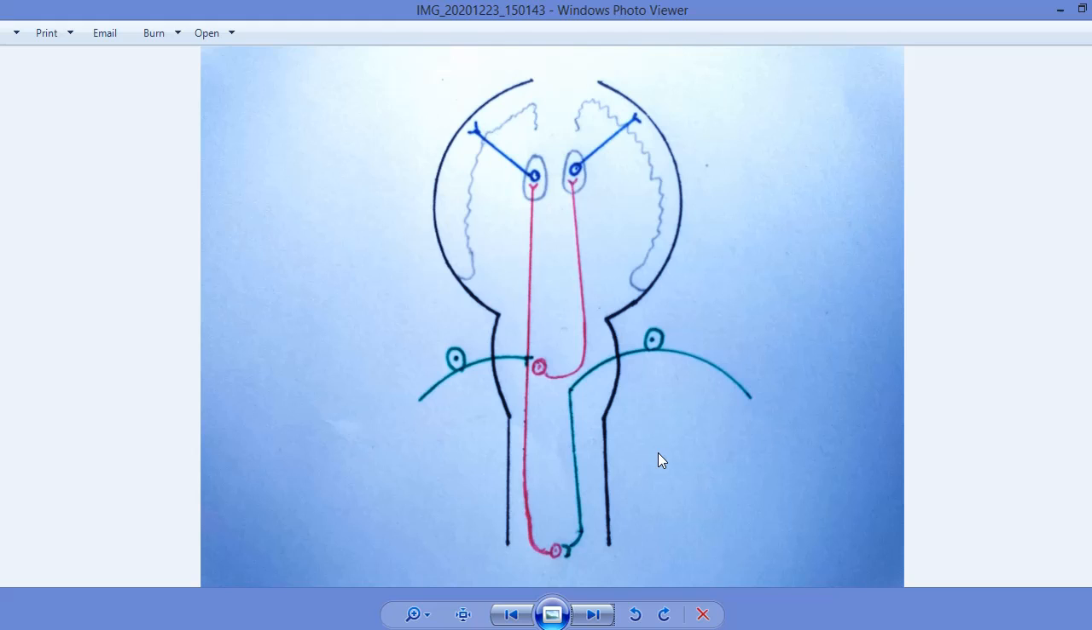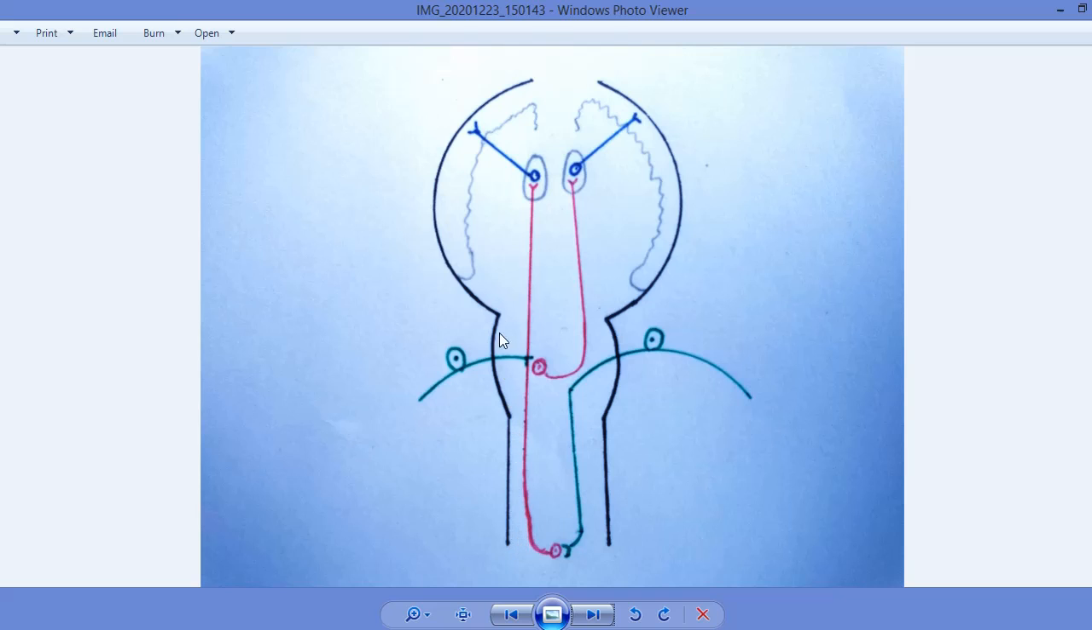The third pathway is called the trigeminothalamic pathway. This is called the trigeminothalamic pathway because the trigeminal nerve makes a pathway with the thalamus. That is why it is called the trigeminothalamic pathway. In this pathway, the first order neuron will directly enter into the brain stem, into the pons portion of the brain stem. This is the pons and this is the medulla.